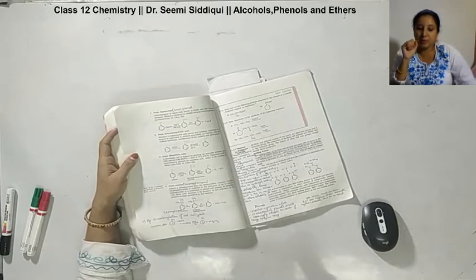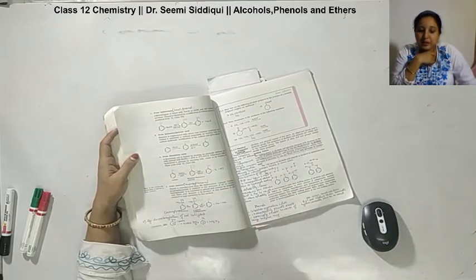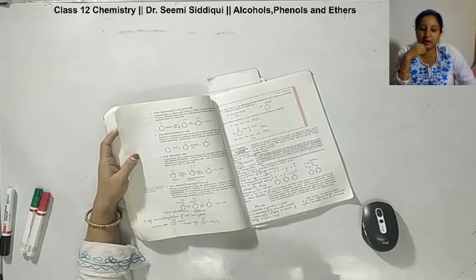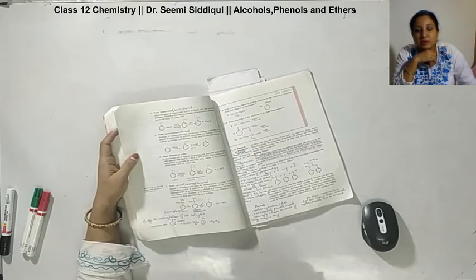Coming to the physical properties, the main property I told you is that the boiling points of alcohols are higher compared to the corresponding alkanes due to the presence of hydrogen bonding.